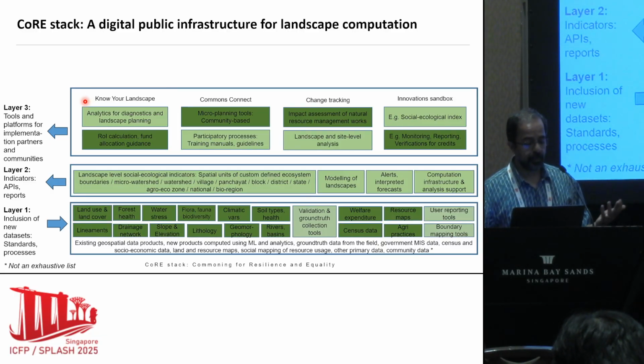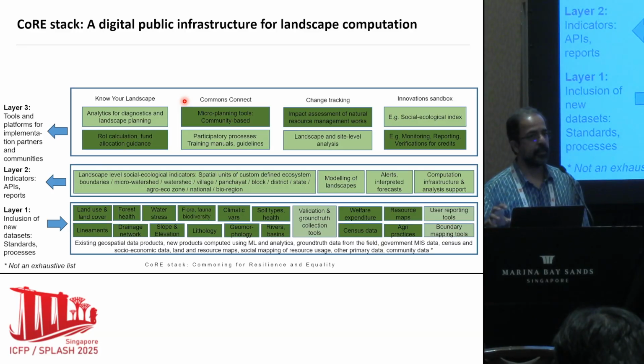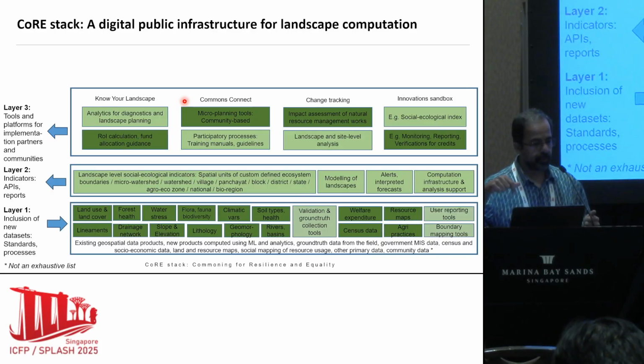For example, Know Your Landscape is meant more for a large NGO to plan what sort of works they should do in different parts of an area. Commons Connect is an Android application, which is meant to be in the hands of somebody in the community, like a community volunteer or an NGO frontline worker, through which they can do micro planning, like what are good places for farm ponds or check dams and so on. And then we're doing a bunch of work around impact assessment.